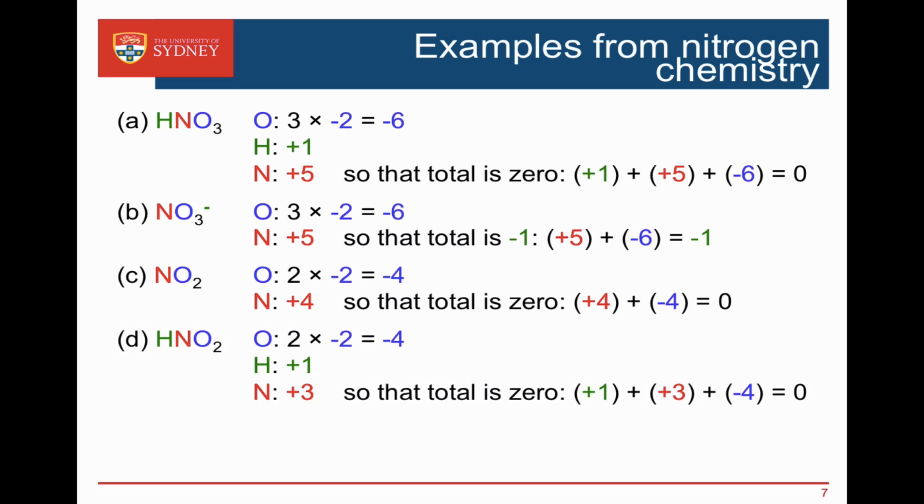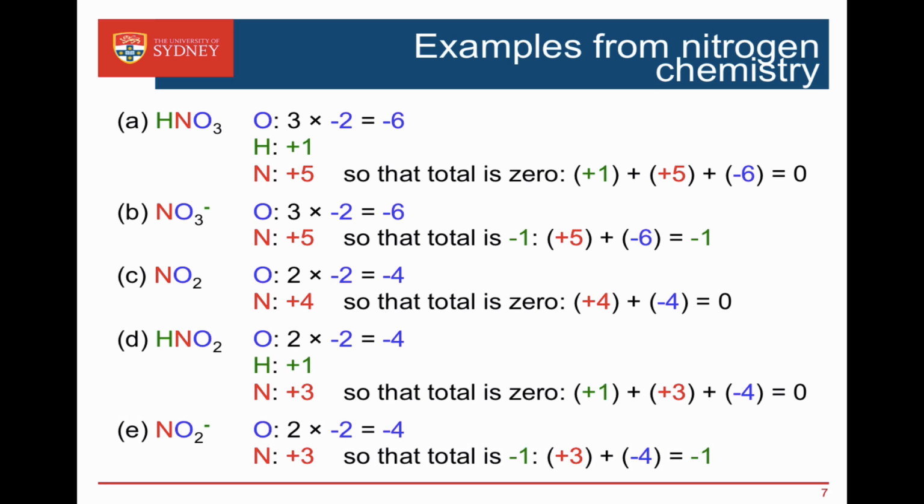Nitrous acid, HNO2, 2 oxygens is 2 times -2 is -4. 1 hydrogen +1. What must the charge of the nitrogen be to balance the whole thing out? It must be +3. +1 on the hydrogen, +3 on the nitrogen, -4 from the oxygens gives us our total of 0. The molecule has no charge. NO2-, minus charge overall. 2 lots of -2 from the oxygens is -4. The nitrogen must again be +3. +3 from the nitrogen, -4 from the oxygens, adds together to give us -1, which is the charge on the ion, NO2-.